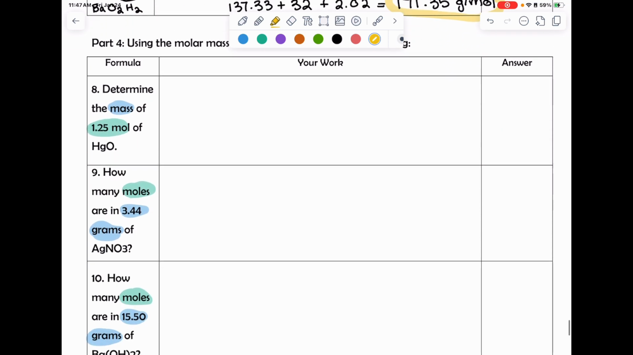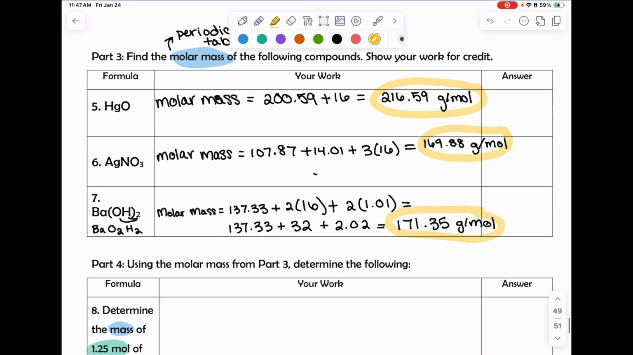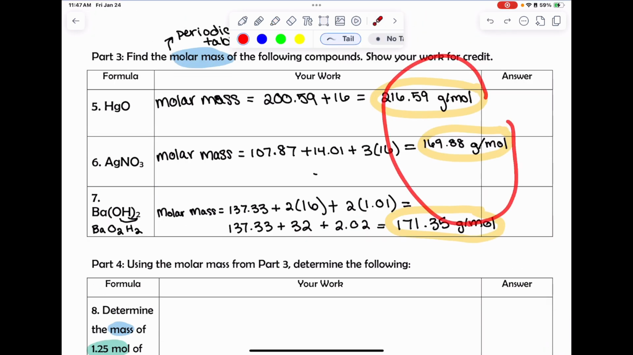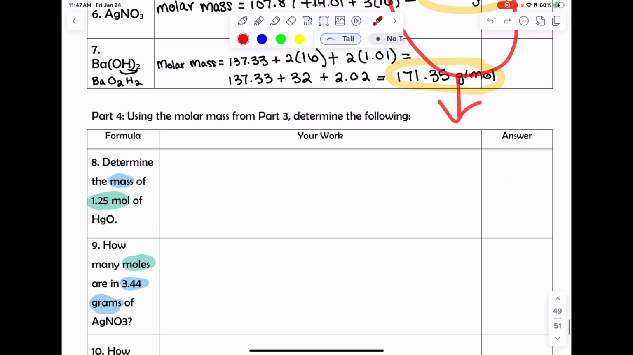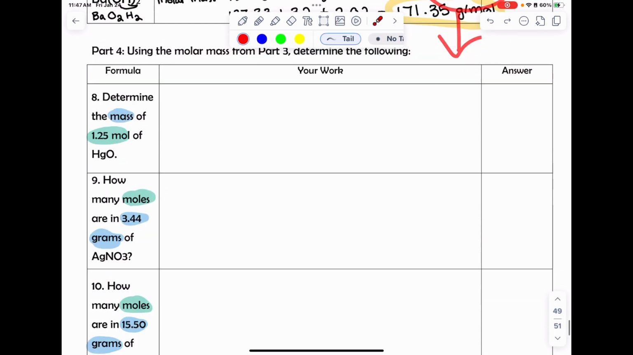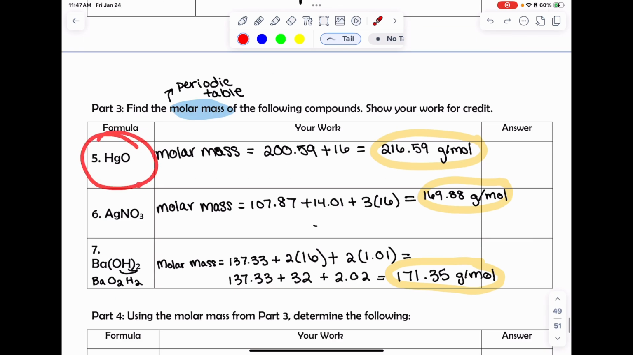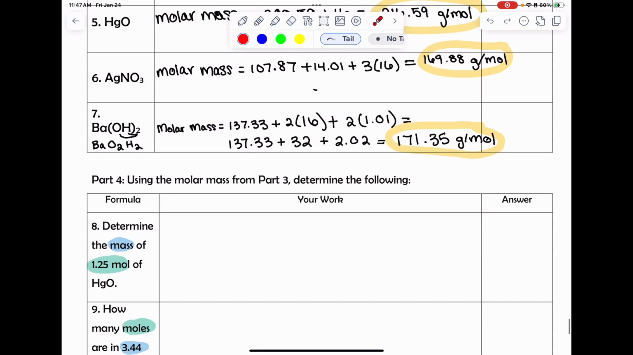Part 4. Using the molar mass from part 3. So all of these molar masses that we found here, we're going to use down here. So the first one is using the mass from HgO. HgO was number 5, and we found it had a molar mass of 216.59. I'm going to write that down in the top corner so I don't forget. Grams per mole.